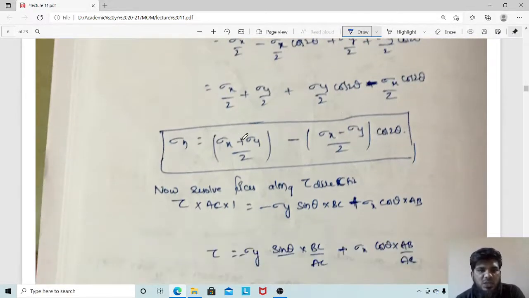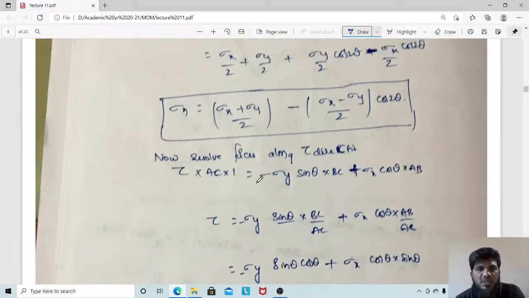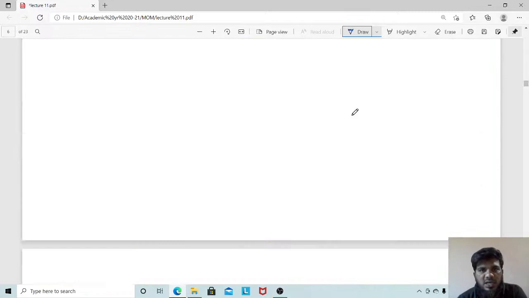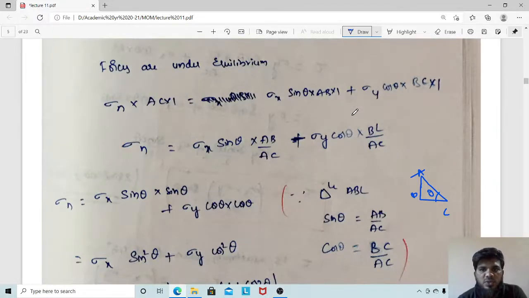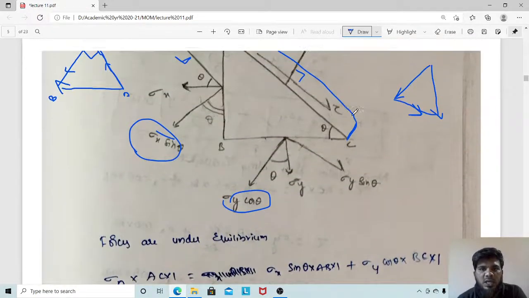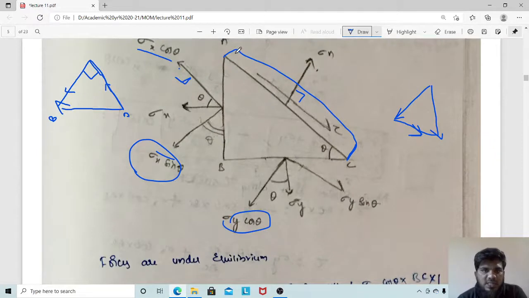Sigma n is equal to (sigma x plus sigma y) by 2, plus (sigma x minus sigma y) by 2 cos 2 theta. Now, similarly, the forces acting along the tau direction. Let us see the tau directions. If you see the tau section, tau is acting on the surface AC and thickness 1. Similarly, what are the forces in the direction of tau? So this is one force, and similarly this is the second.